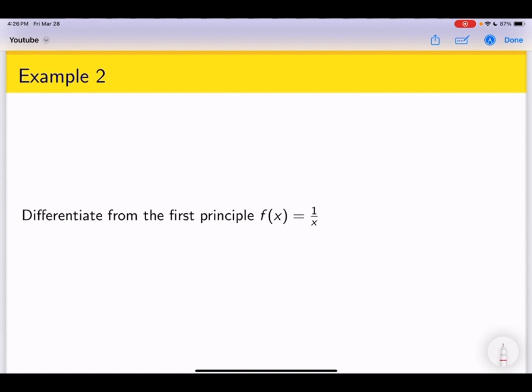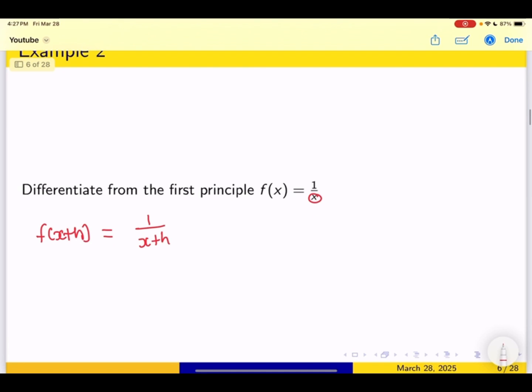Alright, so now let's try our second example on the first principle. So here we have f of x to be equal to 1 over x. So from the first principle, we need f of x plus h. So now let's find f of x plus h. So here, wherever we see x in the f of x function, we are going to substitute in x plus h. So we are going to have 1 divided by, here is x, but now x is what? x plus h. So here is going to be x plus h.